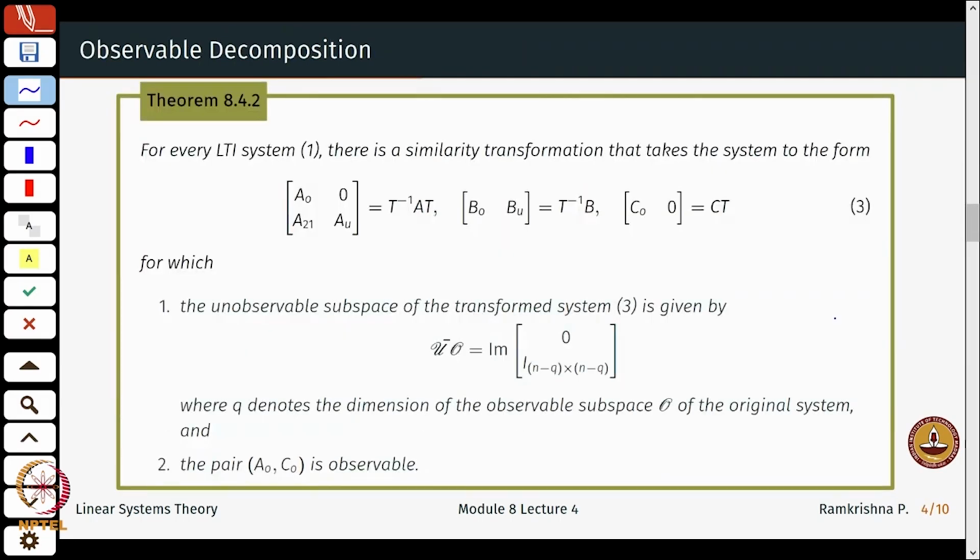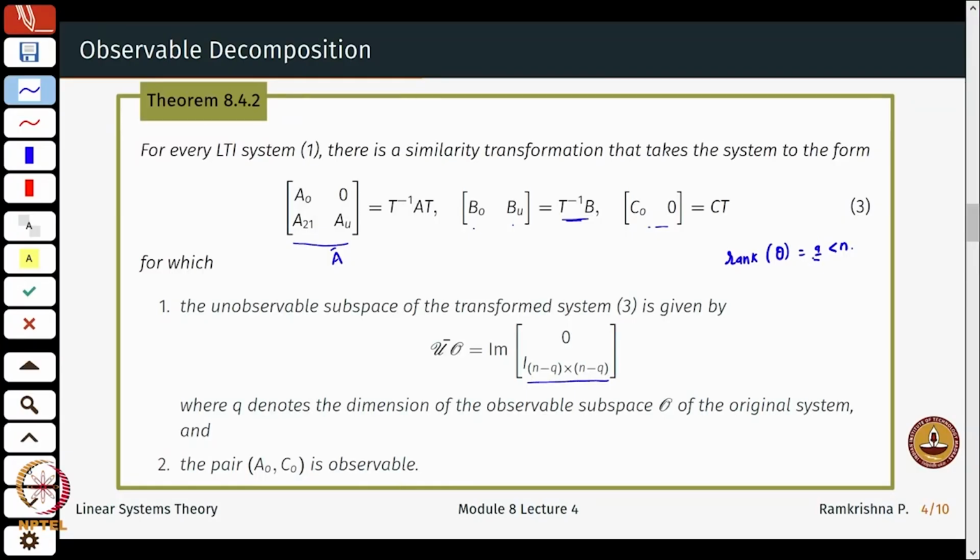For every LTI system, there exists a similarity transformation that takes the system into a form which looks like this. This is my new A bar via a certain transformation T. B is decomposed into two parts, B_O and B_U, which is again the result of this transformation, and C looks something like this. So whenever I have a transformation like this, where the rank of this O is now q, which is less than n, under such conditions the unobservable space is of dimension n minus q times n minus q. This is my observable space.